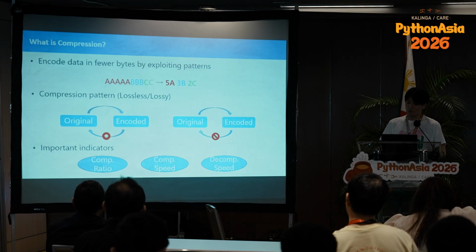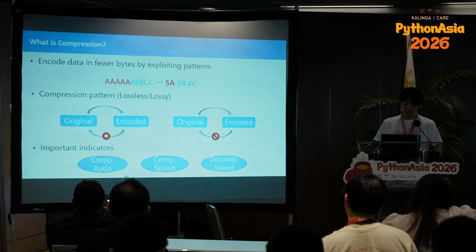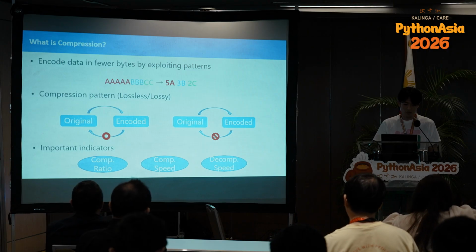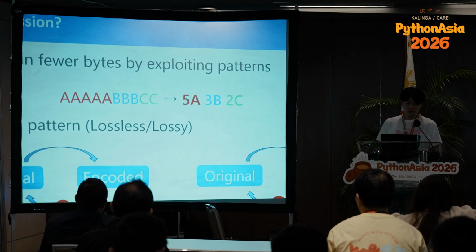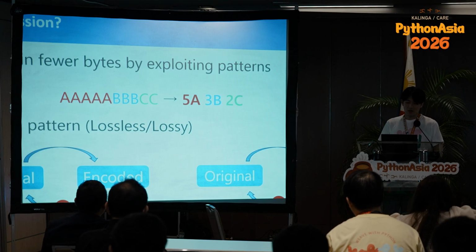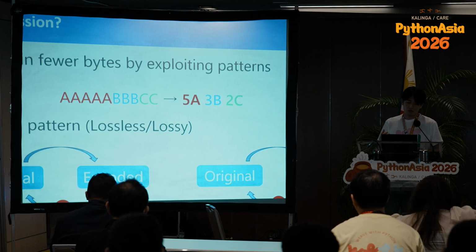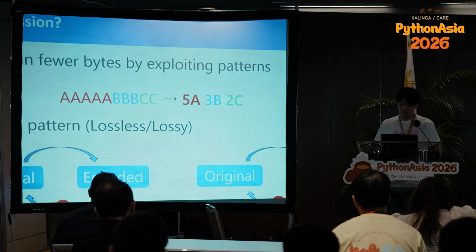Let's quickly learn what compression is. Compression means encoding data in fewer bytes by exploiting patterns. For example, repeated characters can be represented in shorter forms. You can see the example: AAAAA, BBB, CC can be represented as 5A, 3B, and 2C. The latter representation is shorter than the original. This is compression.